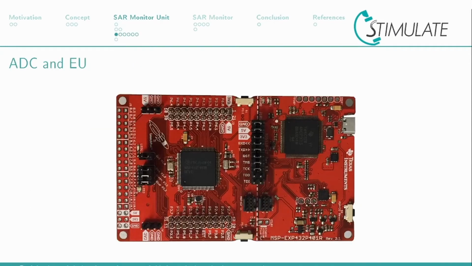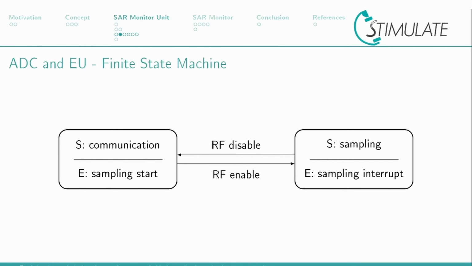The next component is the ADC and the evaluation unit, which is realized on an MSP432 microcontroller. The software is organized in a finite state machine like displayed here. There are 2 finite states, communication and sampling, and 2 events, sampling start and sampling interrupt.